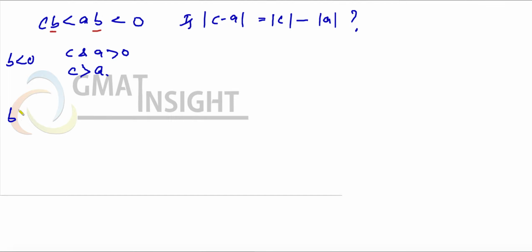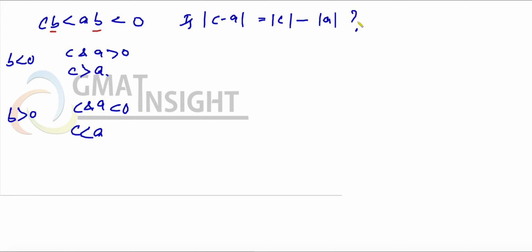Then in that case, the absolute value of C becomes greater than the absolute value of A. That's one scenario. And if B is greater than 0, then C and A both should be negative, and in that case C should actually be less than A, because if C is minus 3, then A should be minus 2, supposing B equal to 1, right?